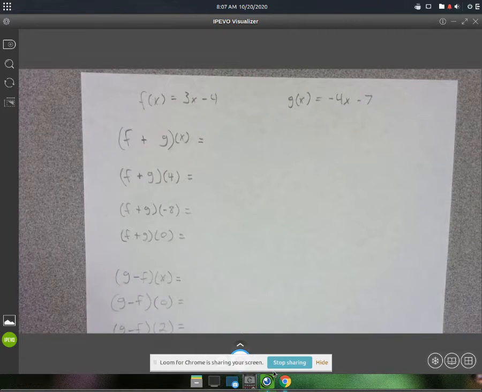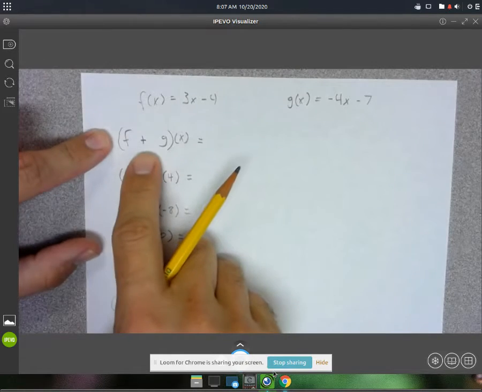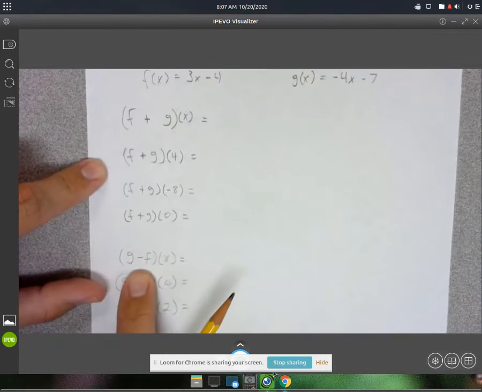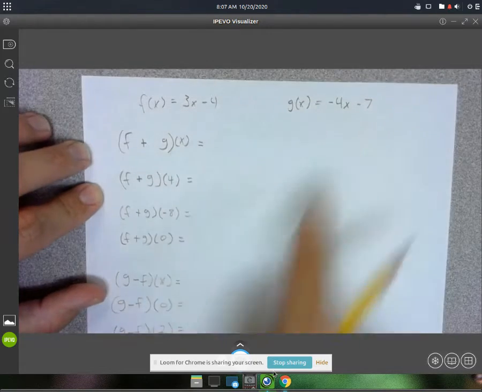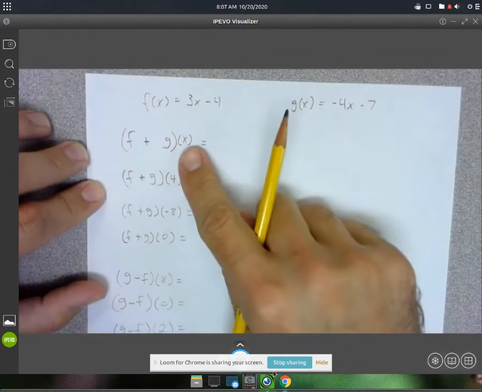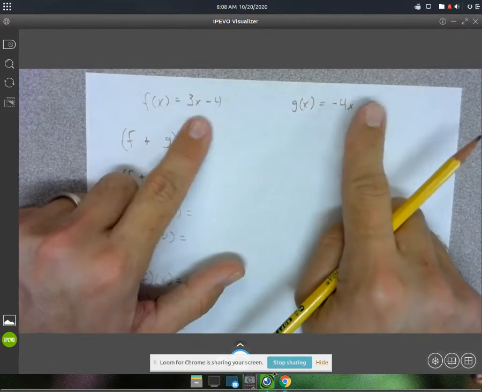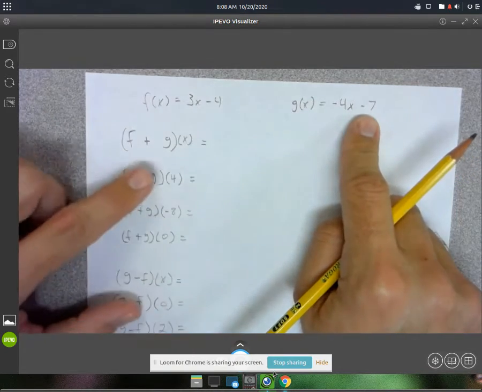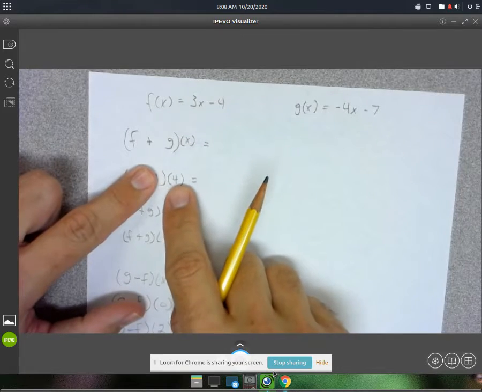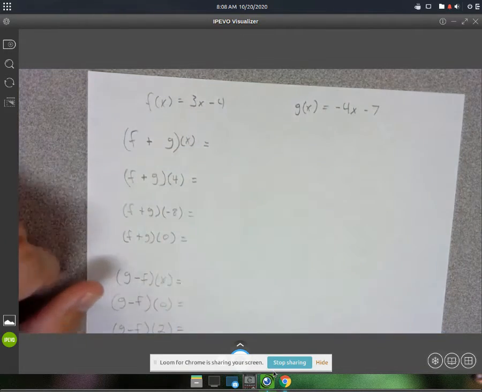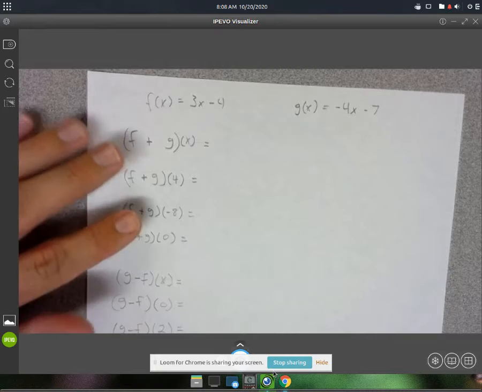So in this lesson, I'm going to show you guys how to add and subtract functions. So we're adding or we're subtracting these two functions. Sometimes we're just going to leave it as an x like this, and we're just going to be adding these two things. Other times we'll be plugging in some number for x. It just depends on whatever the problem says.